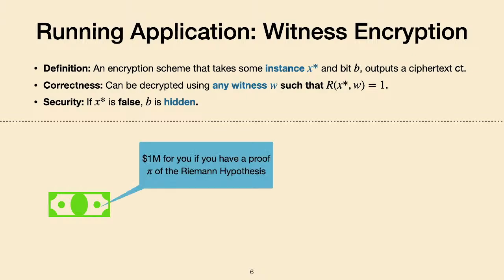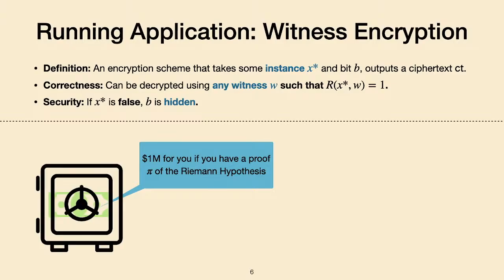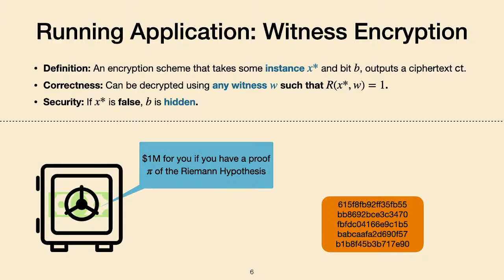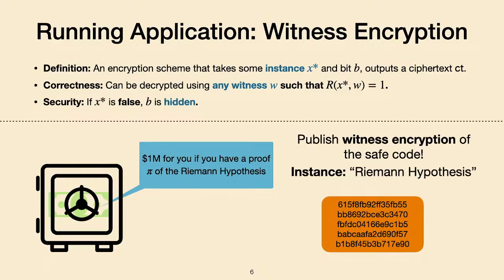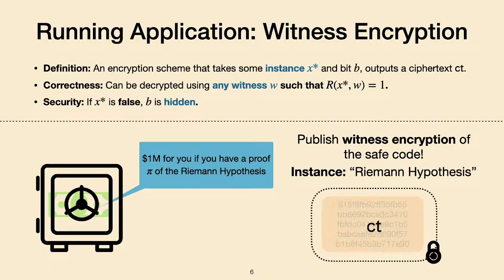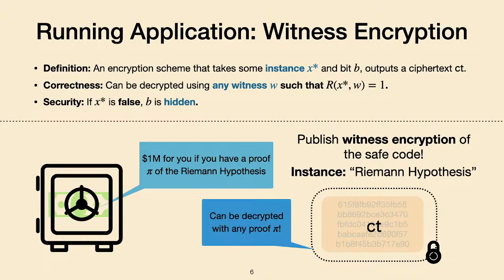If the definition was a lot, maybe it's easier to remember this picture. Suppose you have a lot of money and you want to give it to whoever has a proof of the Riemann hypothesis. One thing you can do is put all this money in a safe, and use a witness encryption to encrypt the code to the safe, so that anyone who's able to prove that the instance Riemann hypothesis has a witness, which is a proof, can decrypt this.